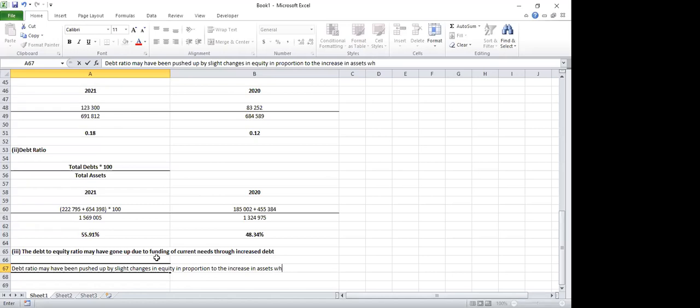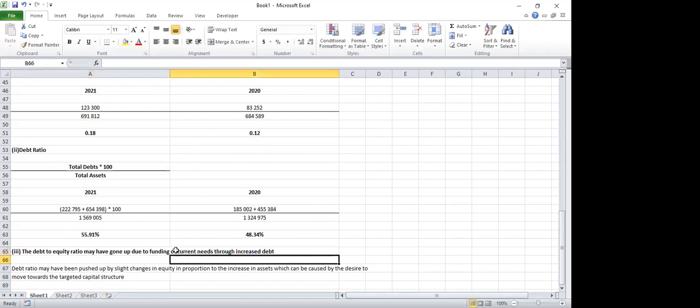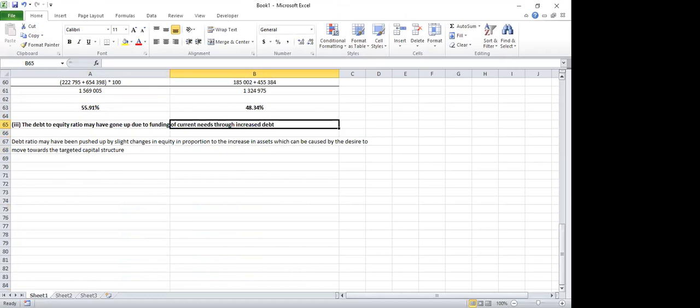Which can be caused by the desire to move towards the targeted capital structure. Sometimes you might find that you have what we call an optimum capital structure, which is the relationship between debt and equity. So maybe you can see that you are still below that optimum structure. So what you can do, you can take more debt so that we can go up and reach that targeted structure. You'd find that that targeted structure might be cheaper in terms of managing finances. Any questions there?